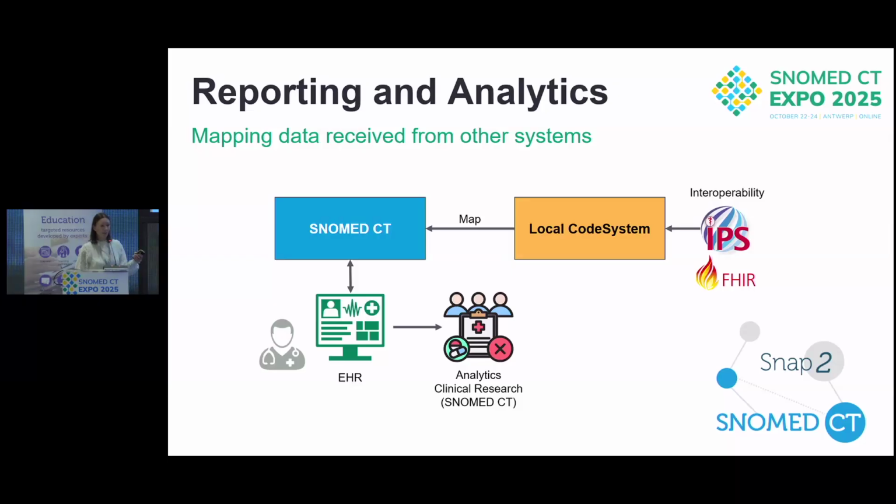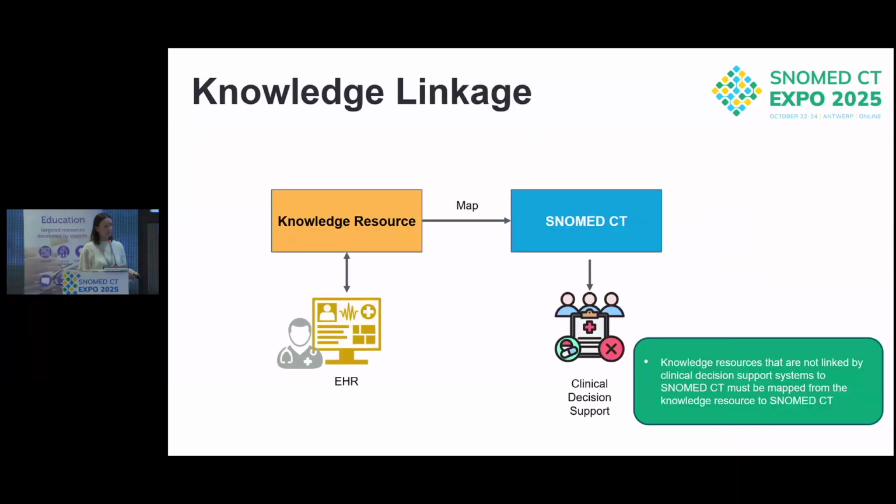So you might get information from local code systems, and you might want to map that to SNOMED CT, which is in your EHR. Then you can still use that data for analytics and clinical research using the features of SNOMED CT. And the same with knowledge linkage as well.